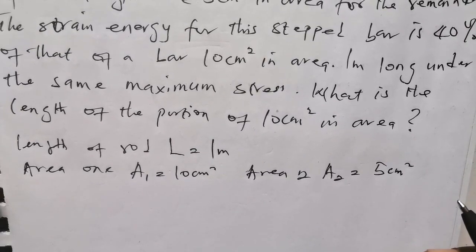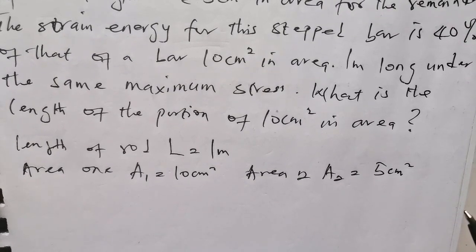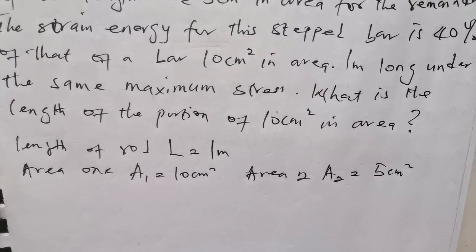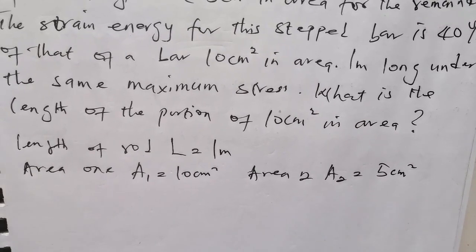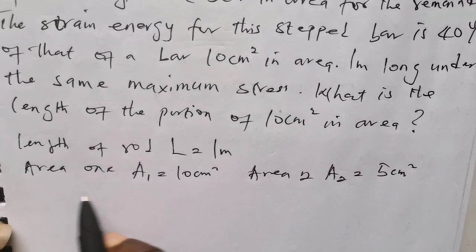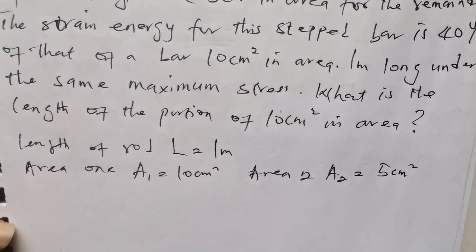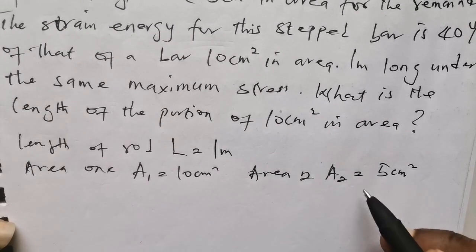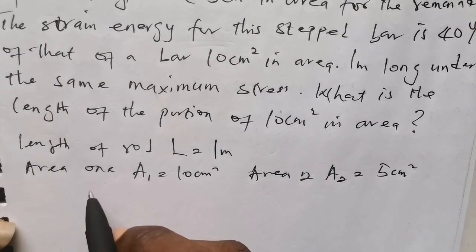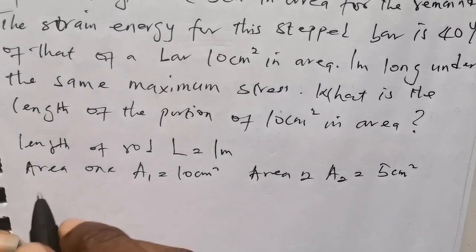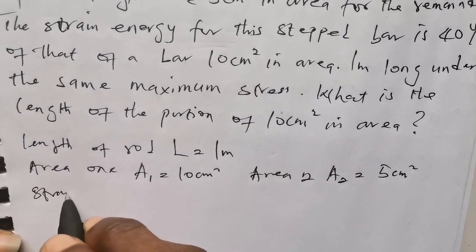Alright, so it was stated that the strain energy for the step bar is 40% of that of a bar 10 centimeters squared in area, and we know that it is simply the first area that has 10 centimeters squared in area. So they are simply saying that the strain energy of the second bar is 40% of that of the first bar. So you simply have the strain energy condition.